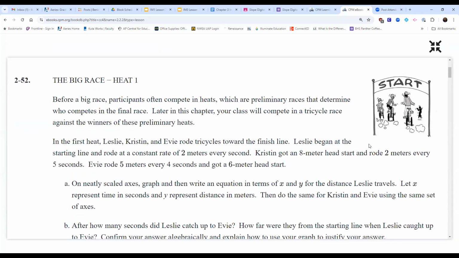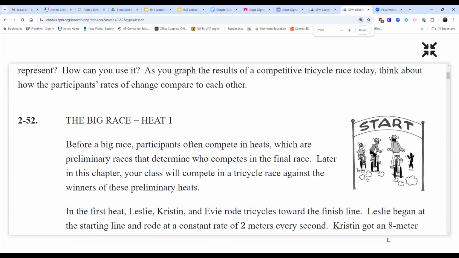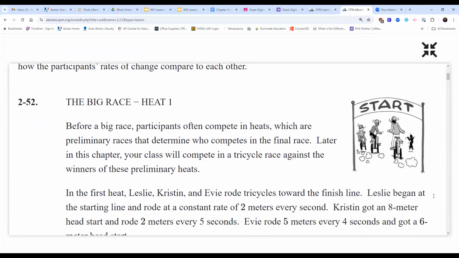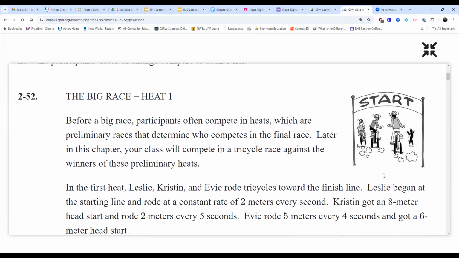Before a big race, participants often compete in heats, which are preliminary races that determine who competes in the final race. Just so you know, when I was in high school track, I was really nervous to do the racing part, and I would always wheedle myself to the last heat possible so that I wouldn't look really, really slow. Throwing that out.